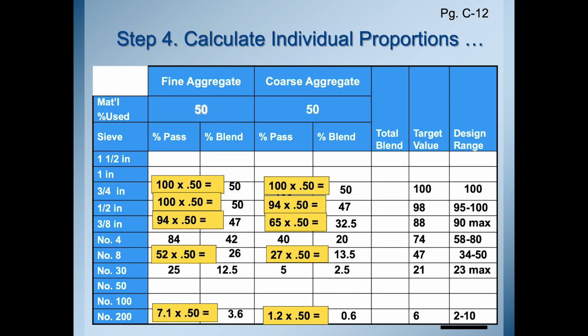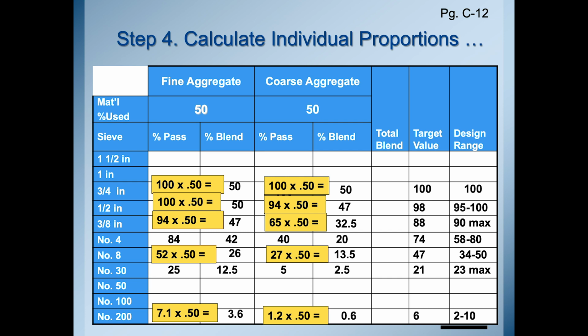So let's continue on through this sample problem that we've started. Step 4 is to calculate the individual proportions. As I said a minute ago, we have a 50-50 blend of our fine aggregate and our coarse aggregate. If you go down this chart, you'll see if you take 100% passing the 3/4 sieve and multiply it by our multiplying factor of 50% or 0.5, we get 50% of our blend on the 3/4 sieve for the fine aggregate. We had 100% passing on the 3/4 sieve for the coarse aggregate, so we also have a 50% blend on the coarse aggregate.